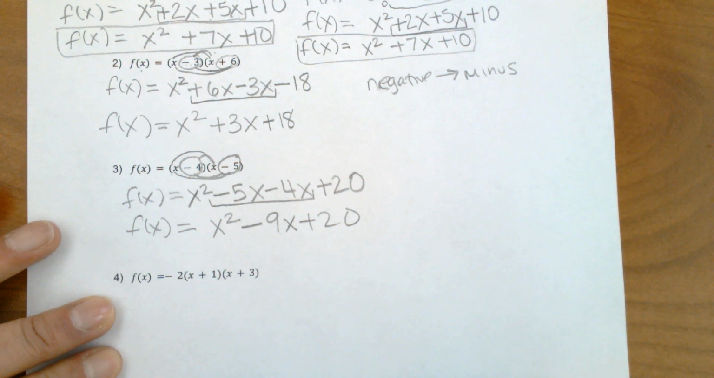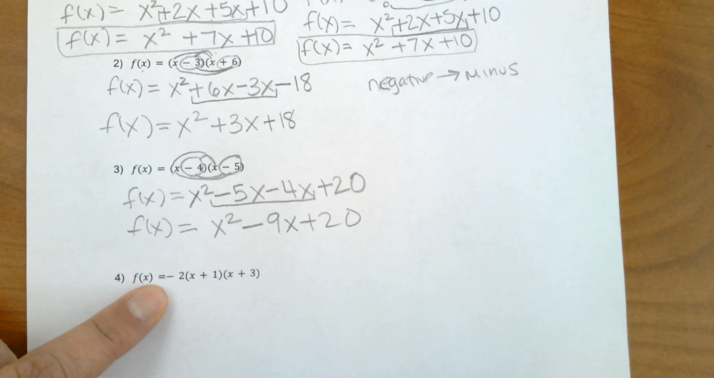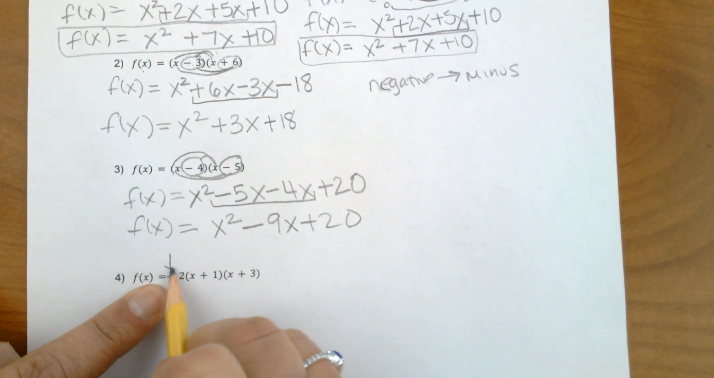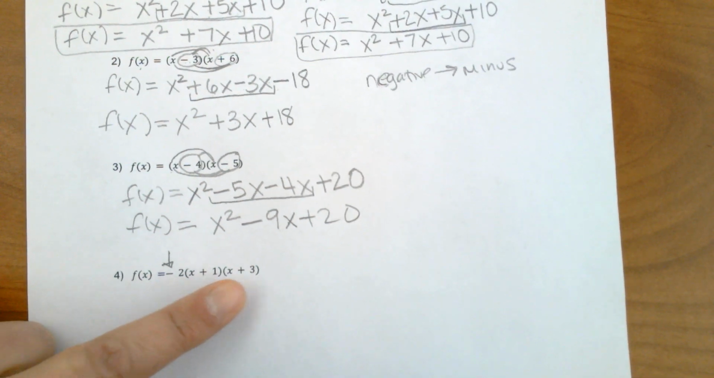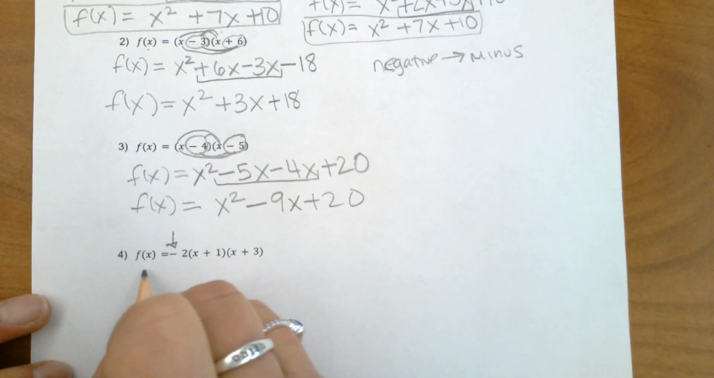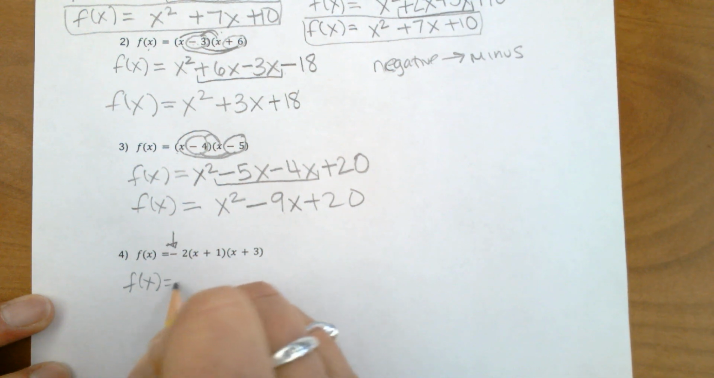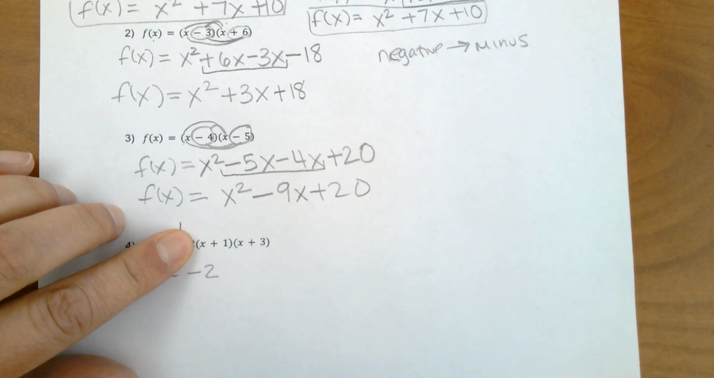Okay. And lastly, what happens when we have a number on the outside of the parentheses? So we have f of x equals, this is a negative. Please be careful. This is a -2, and then times the quantity x plus 1 times the quantity x plus 3. So I leave this -2 for last, okay? And I just do that problem. So that's what we're going to do.